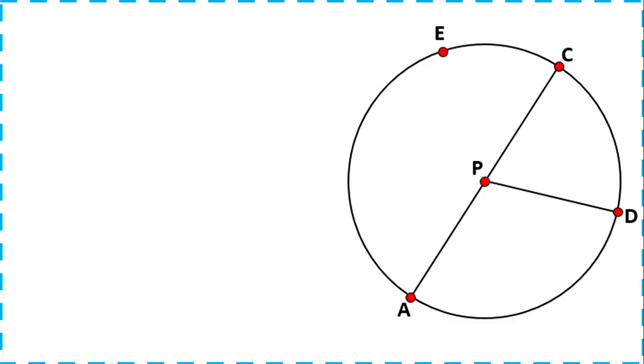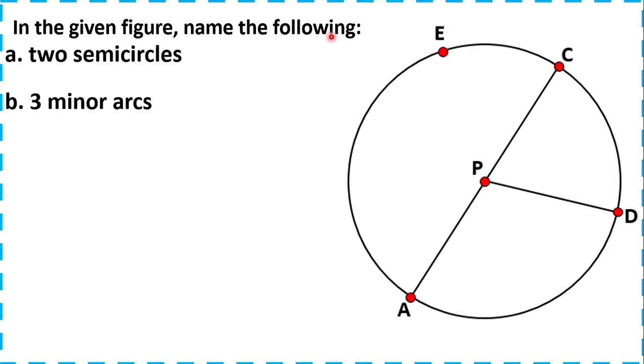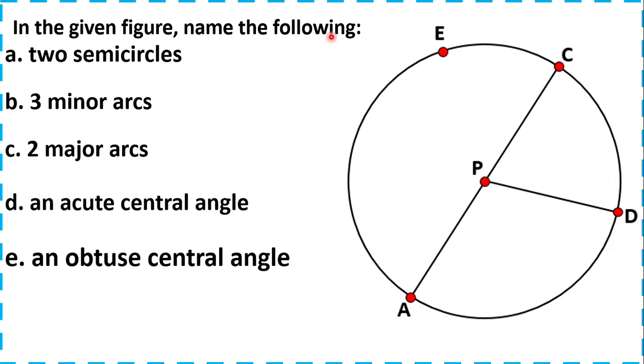Okay, so in circle P, we have point E, point C, point D, and point A. In the figure, we have to name the following. Letter A, 2 semicircles. Letter B, 3 minor arcs. Letter C, 2 major arcs. Letter D, an acute central angle. Letter E, an obtuse central angle. And letter F, 2 congruent arcs.